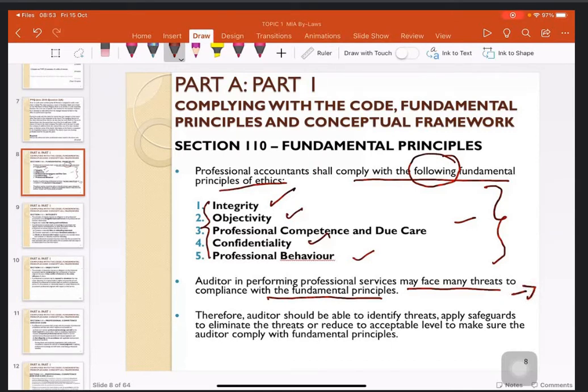Faham kelas ya? Therefore, sebagai auditor, what you need to do adalah you need to identify the threat. You can identify what are the threat that you might face yang menyebabkan you cannot follow the fundamental principle. After you identify the threat, you need to apply the safeguard to eliminate the threat. Ataupun kalau you tak boleh eliminate the threat, at least you be able to reduce the threat. Okay, in order to ensure that you be able to comply with the fundamental principle. You boleh nampak tak dia punya relationship?